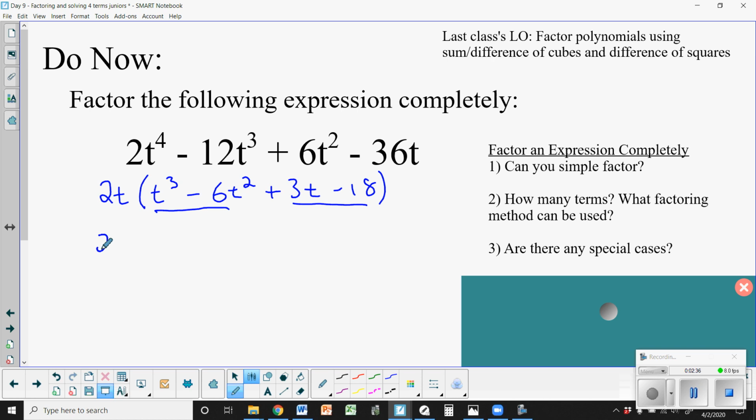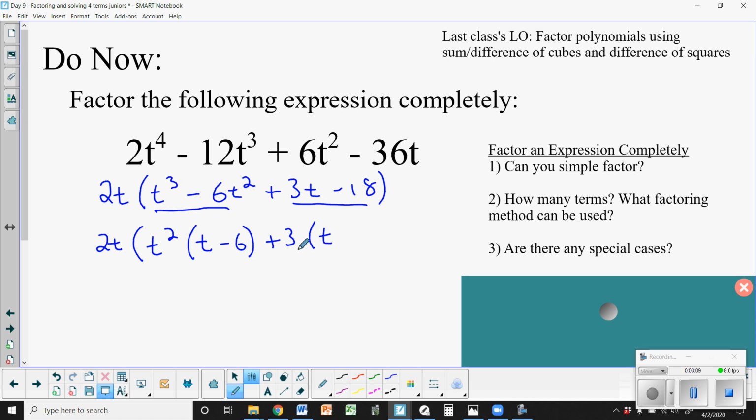That 2t is going to stay out front. That's part of our solution, or one of our factors. And then we can divide both of these by t squared, and then we're left with t minus 6. And then what can we factor between a 3t and a negative 18? Yep, both of them are divisible by 3, so we'll be dividing by a positive 3. So then we're left with, again, a t minus 6.